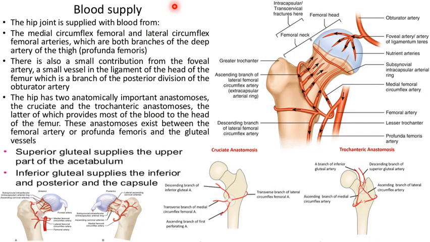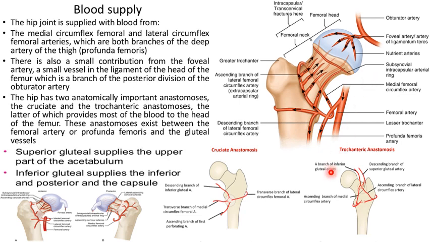Coming to the blood supply of the hip joint. So the hip joint is supplied by the blood from the medial and the lateral circumflex femoral arteries, which are the branches of the profunda femoris artery. It also has its blood supply from the foveal artery, which is coming from the ligamentum teres femoris, the tendon, and there is a small contribution from the posterior division of the obturator artery as well.